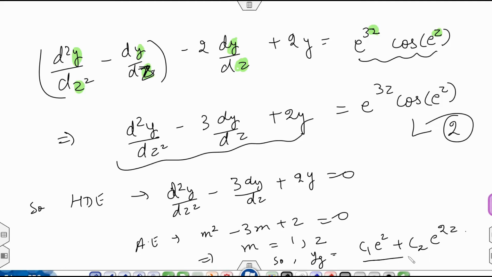Now see here I have used the variable z. Finally what we will do, we will convert this into x. We will not leave the answer in the variable z, but we can do it at the final stage, because here we need to be in the z variable only for finding out the yp. So I'll just write down now the particular solution by method of variation of parameters.